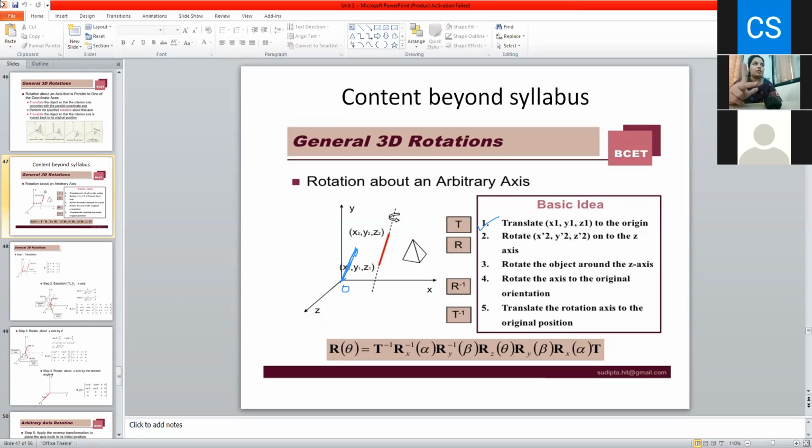Is it okay now? Yes, ma'am. Okay. So in this case, this is your 3D coordinates, x, y, z axis. And my question is, now this plane is acting as any arbitrary axis. And around this plane, I have to rotate the object.